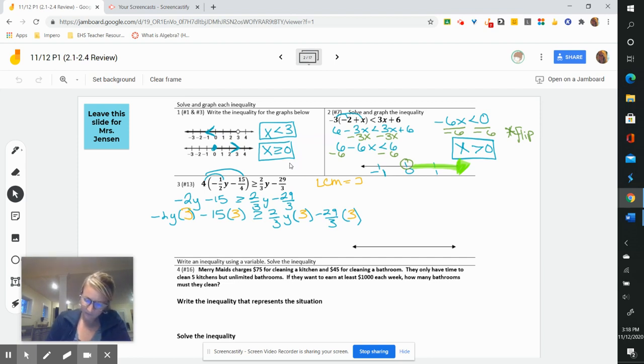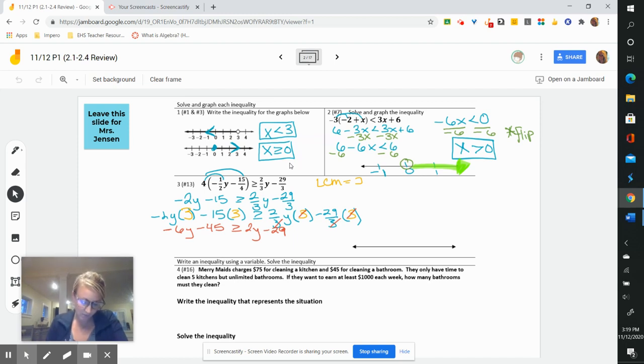-2y times 3 is -6y. Negative 15 times 3 is negative 45. 2/3y times 3 is 2y. Negative 29/3 times 3 is negative 29. So now we've eliminated the fractions, and now we're ready to move on.